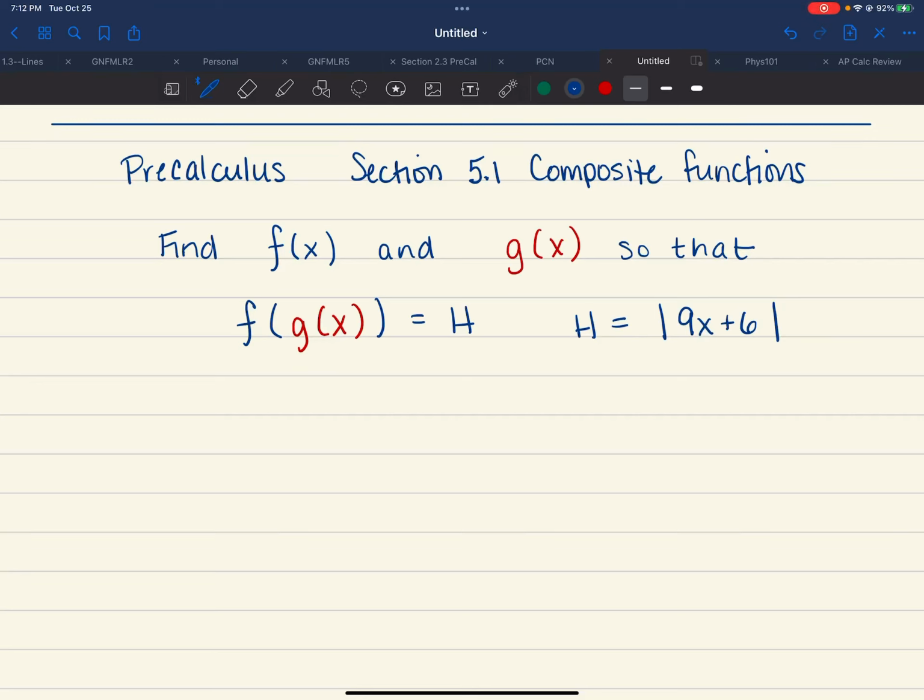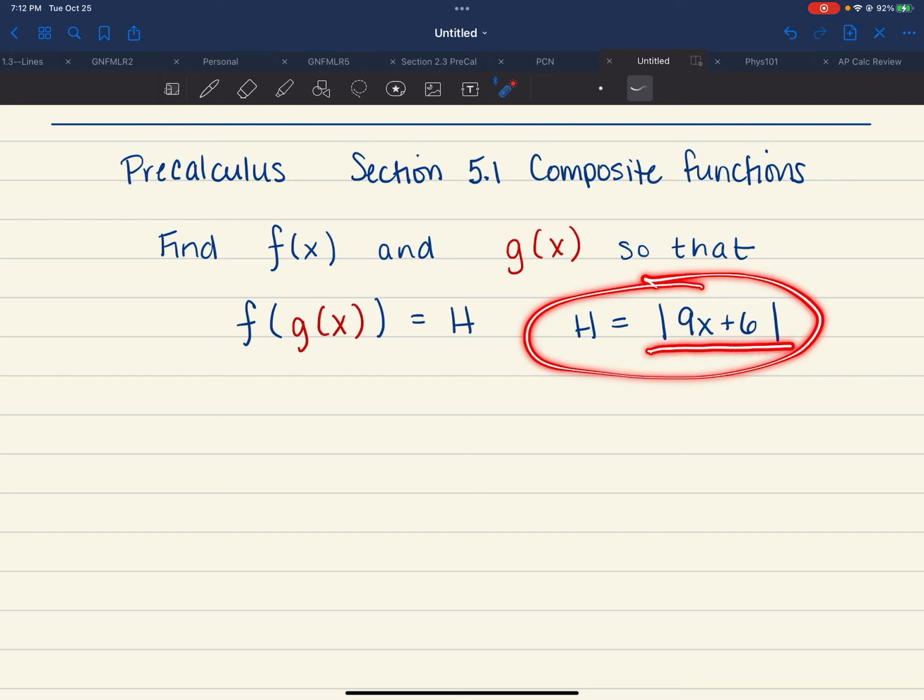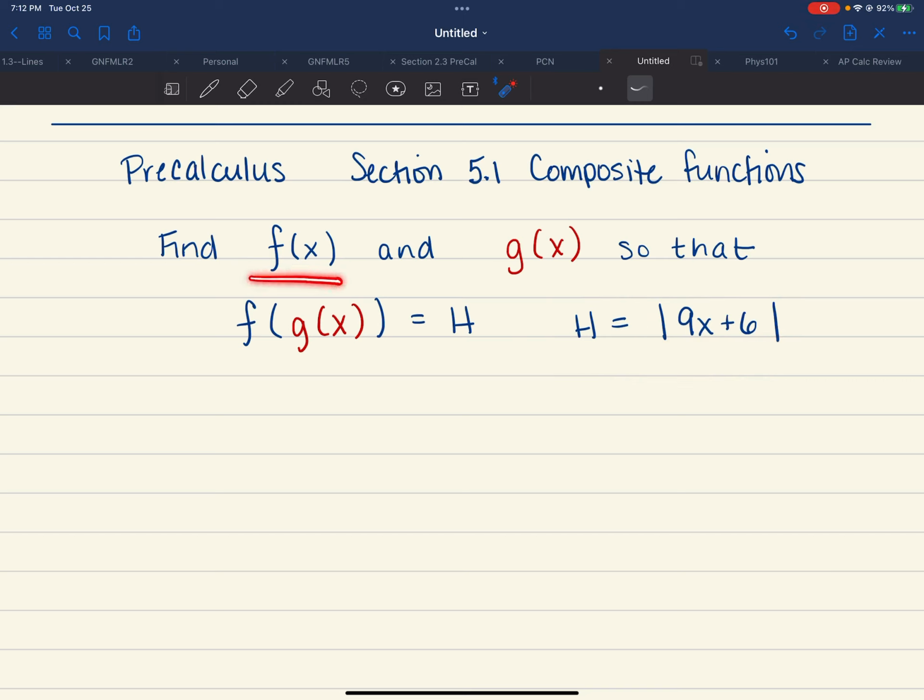Here we have a challenge where we are given an h. So h of x, or this function h, is a composite function of the absolute value of 9x plus 6. And what this question is asking us is to find what f of x and g of x are so that the composite function f of g of x is equal to h.